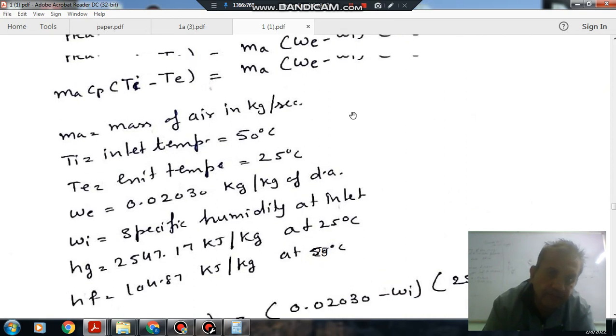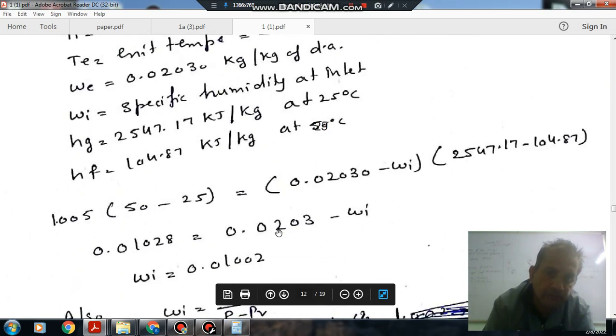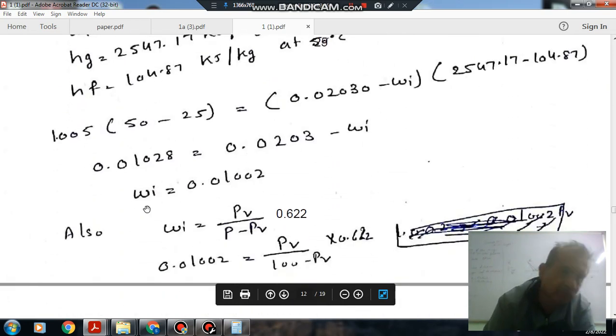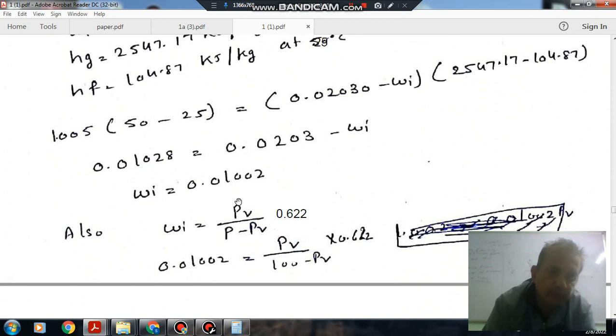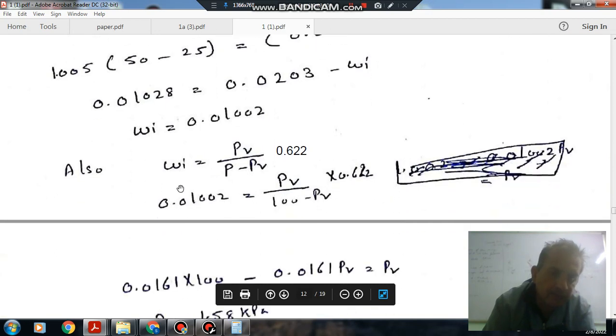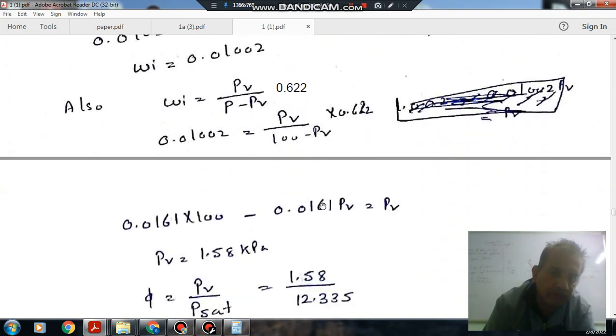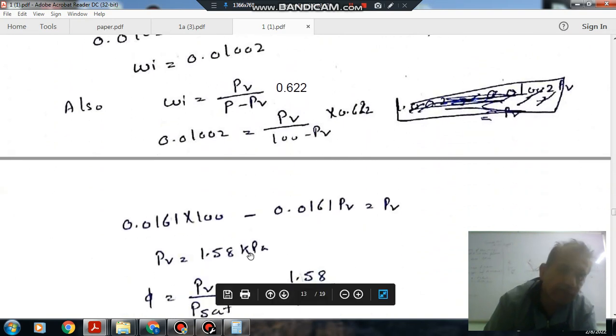Hg is this, and we have the unknown quantity omega I, so from this we can calculate omega I. This is the specific humidity at inlet, which is again given by 0.622 PV divided by P minus PV, and P is the same for inlet and exit, that is 100 kPa. From this we can calculate PV. So PV is your 1.58 kPa.